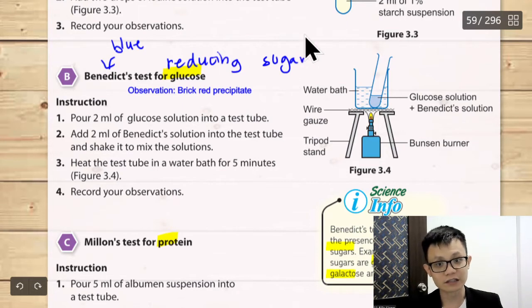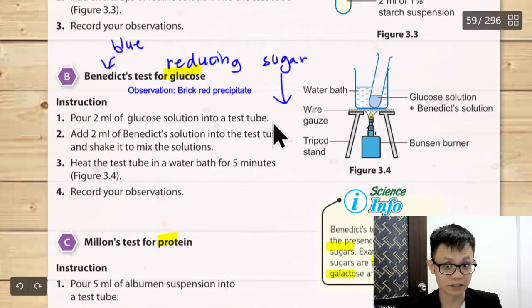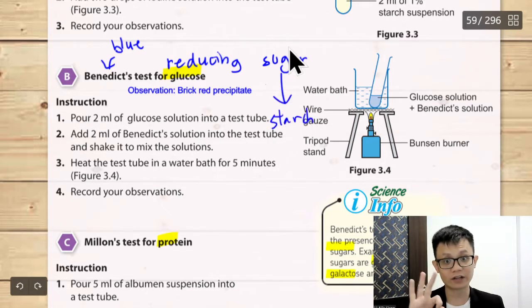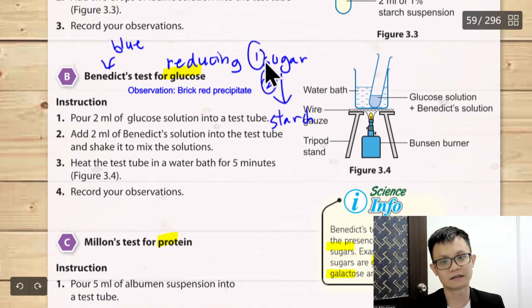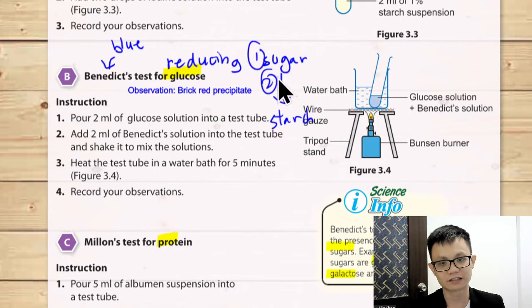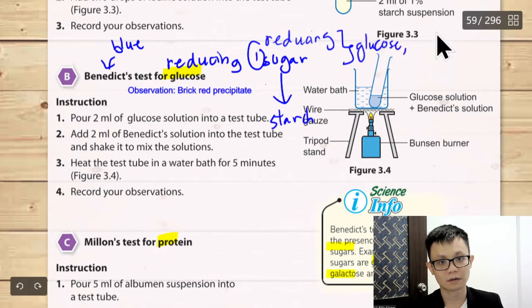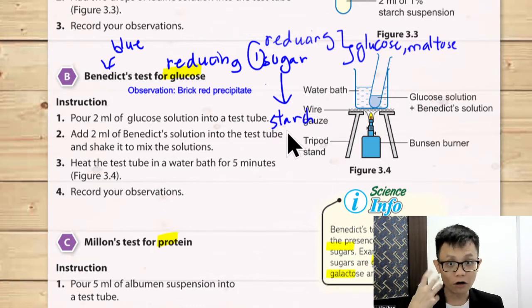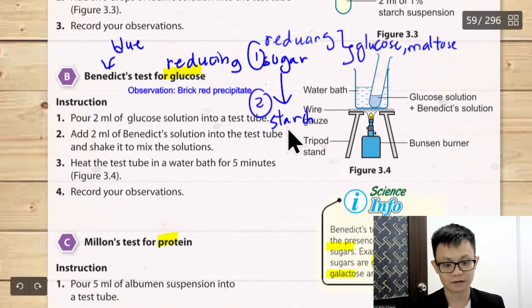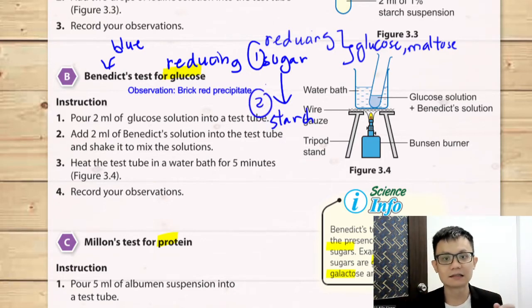Reducing sugar is monosaccharide, disaccharide. The more complex form is called starch. So basically we have 3 levels. So far you just learn level 1, level 2, never mind. Level 1, sugar, which is the reducing sugar, a few examples like glucose, maltose. So Benedict is to test reducing sugar. The more complex sugar is starch.